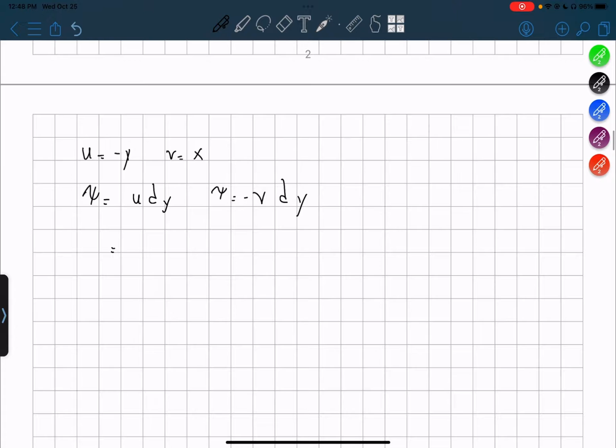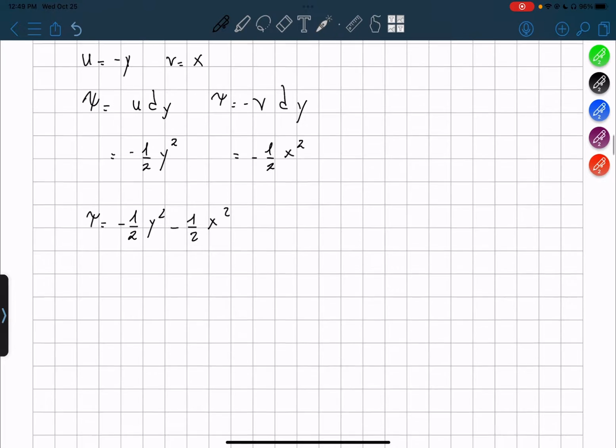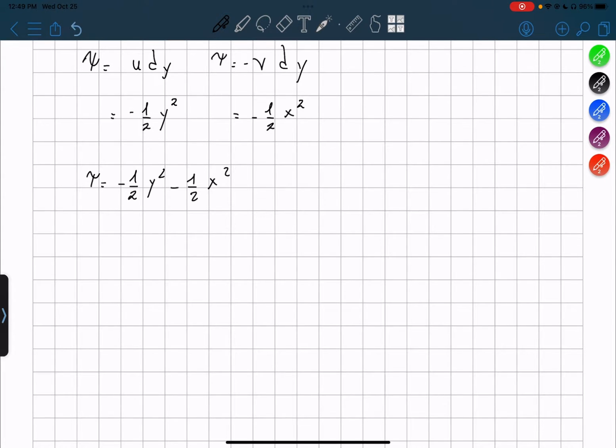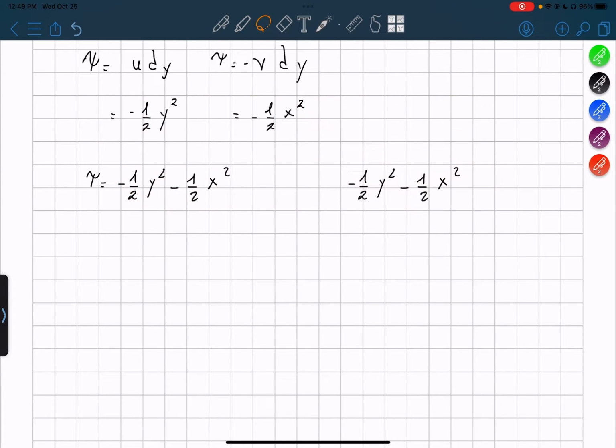So here we get, what is u in terms of y, negative 1 half y squared, and here we get negative 1 half x squared. Okay, so now we put this together, we get 1 half y squared minus 1 half x squared, and this is our psi. So now we can take this and set it equal to a constant, because psi will be a constant.